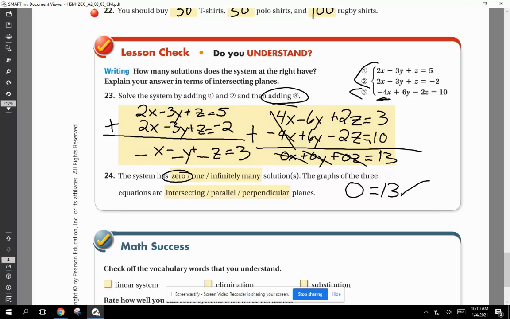The graphs of the 3 equations, are they intersecting, parallel, or perpendicular? When they're not intersecting, there's no solutions. We learned this before. They're going to be what? Parallel. So all these graphs right here have the same slope. That's craziness. Same slope means parallel. That's awesomeness. Okay, that's it for chapter 3.5.